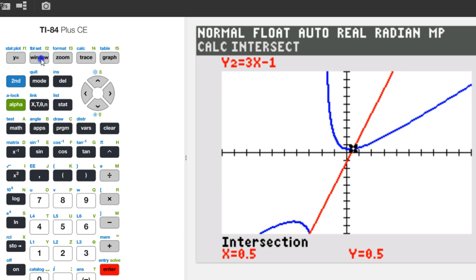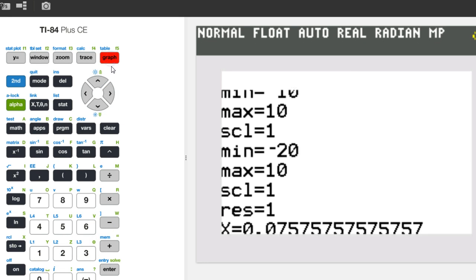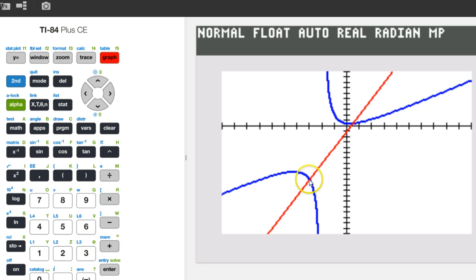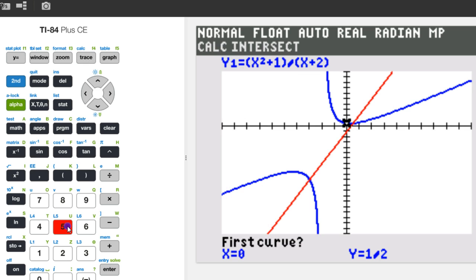So what I need to do is change the window. If I change the minimum y value, I should be able to see lower. So instead of -10, I'm going to make this -20. Okay, now I can see clearly my second intersection point is right here. So again, if I do second trace and choose intersect, option 5, now I'm headed towards this intersection point.